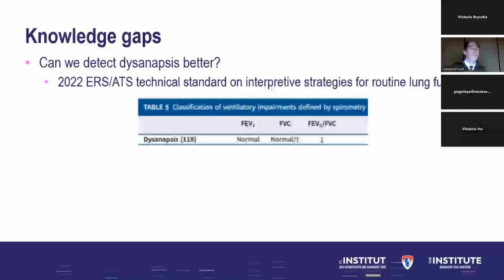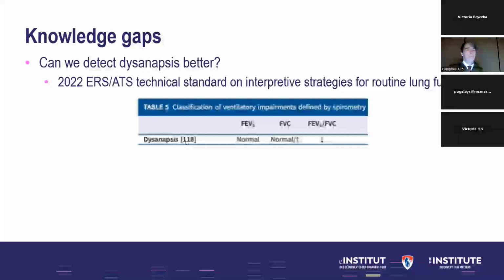So do we need to do CT scans to quantify dysanapsis? I sure hope not, because it's not easy. There is some mention of dysanapsis in the recent ERS/ATS technical standard on interpretive strategies for routine lung function tests. I would say that it came to me a bit out of nowhere.